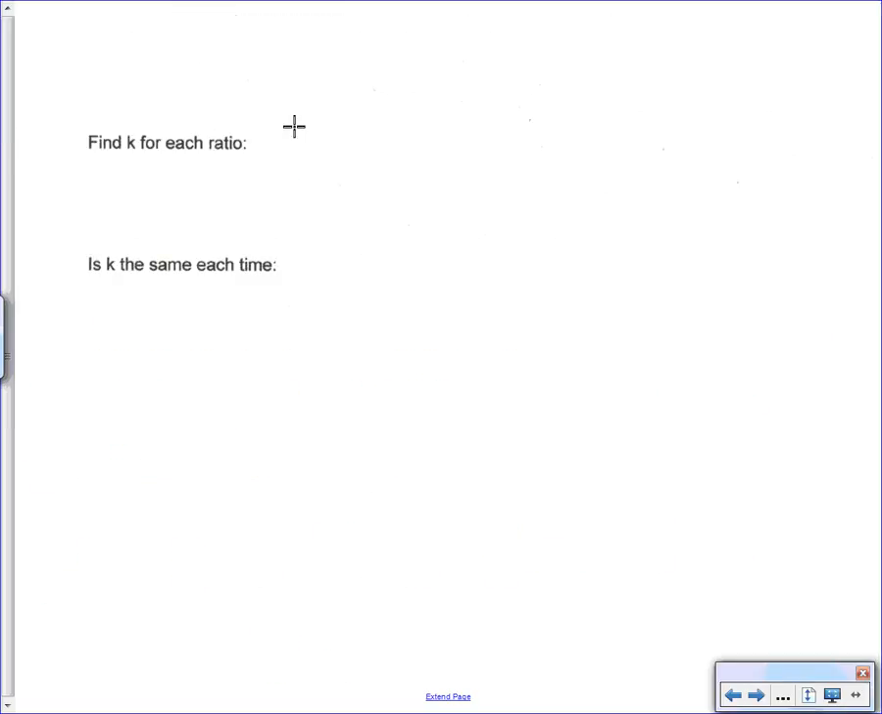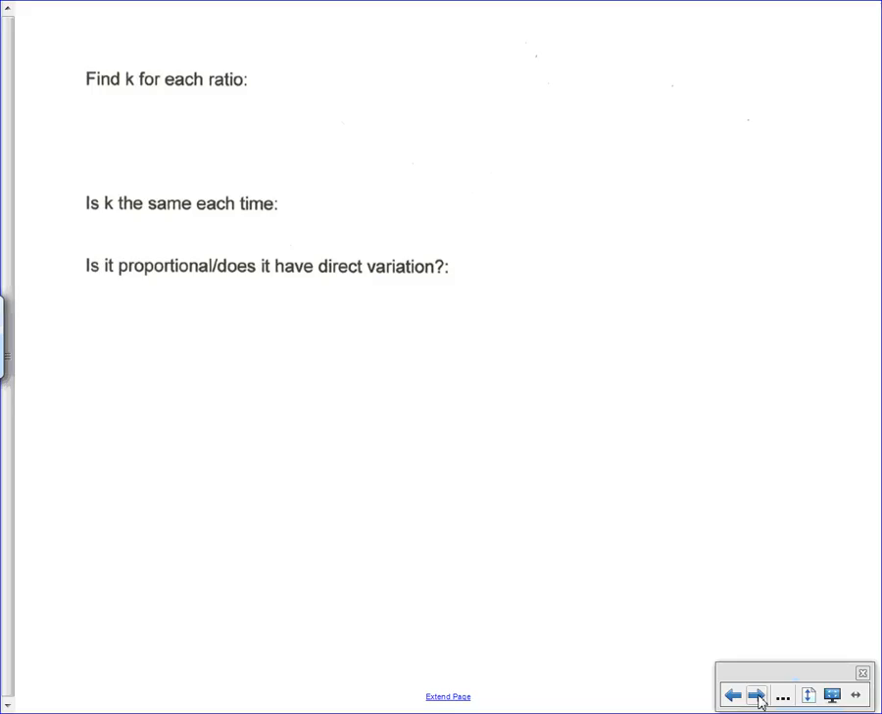So we did. Find k, we got 12. Is k the same for each time? Yes, it is. All right. So k for each ratio. We found that k equals 12. It is the same each time.